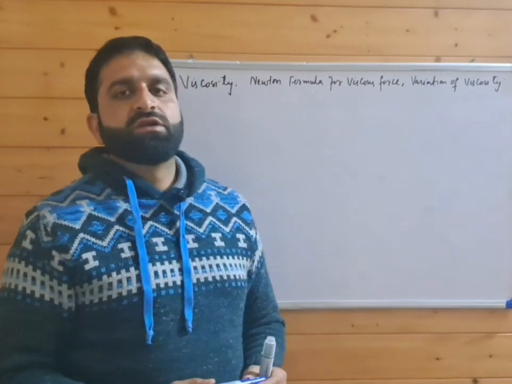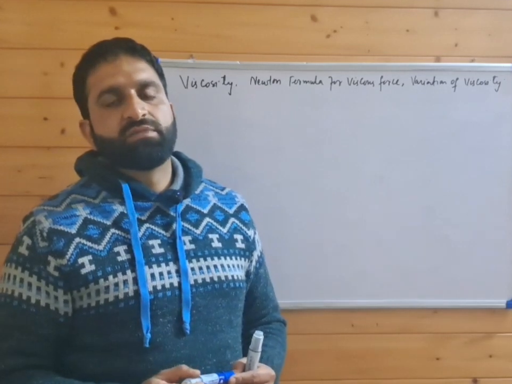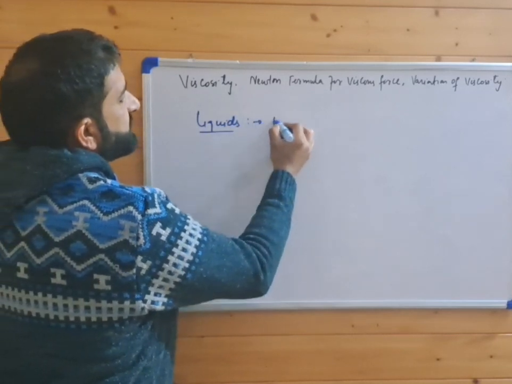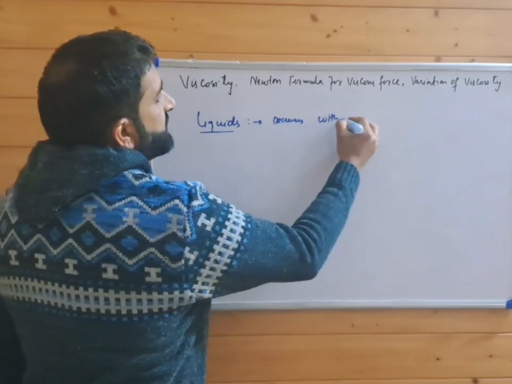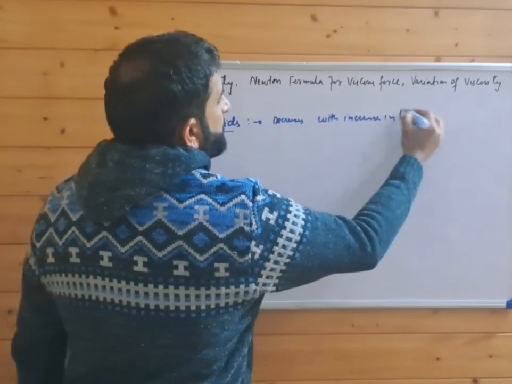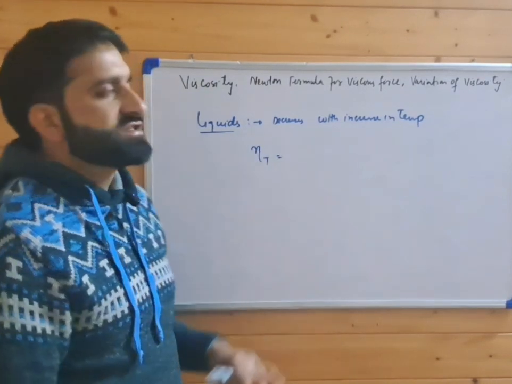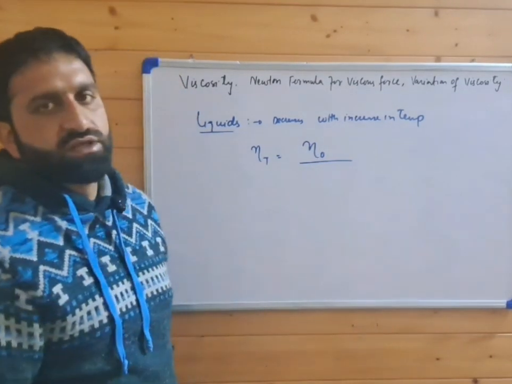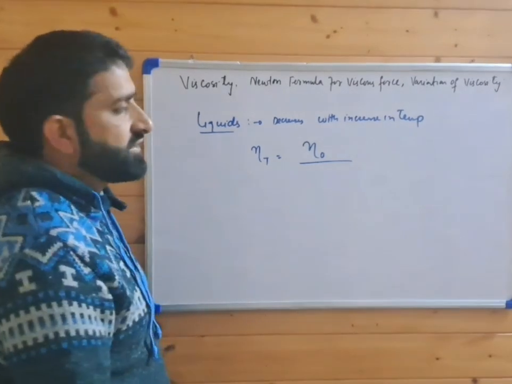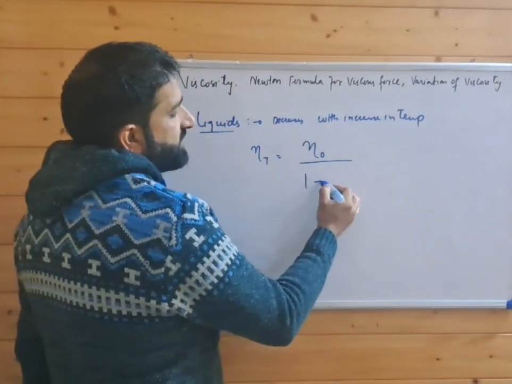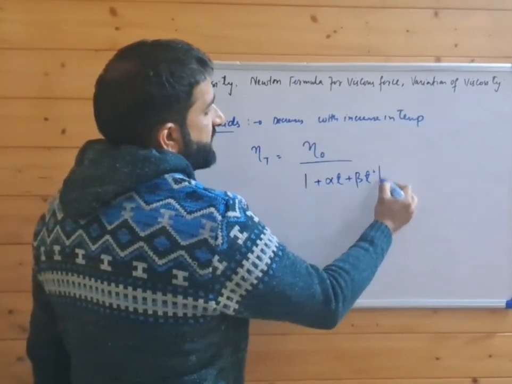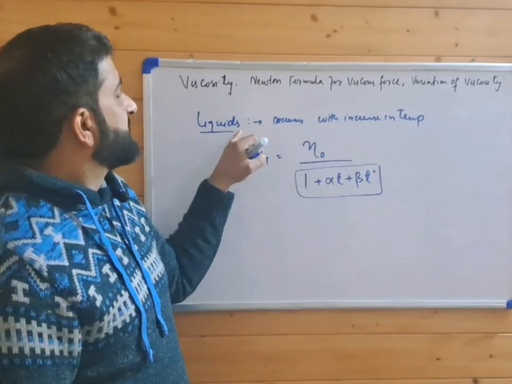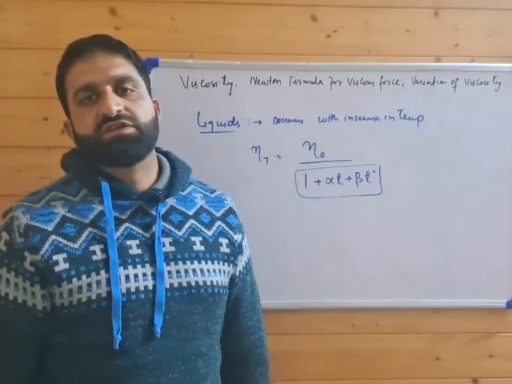Let us discuss the variation of viscosity of fluids with temperature and pressure. When we take the case of liquids, the viscosity of liquids decreases with increase in temperature. That is, if eta t is the coefficient of viscosity at a temperature T, and eta 0 is the coefficient of viscosity at temperature 0 degree Celsius, the relation between eta t and eta 0 is eta t is equal to eta 0 divided by 1 plus alpha T plus beta T square. That means when we increase the temperature, the coefficient of viscosity decreases. That means the viscosity of liquids decreases with increase in temperature.